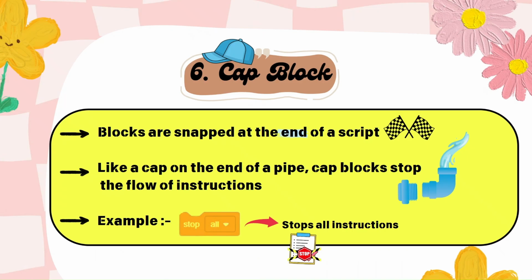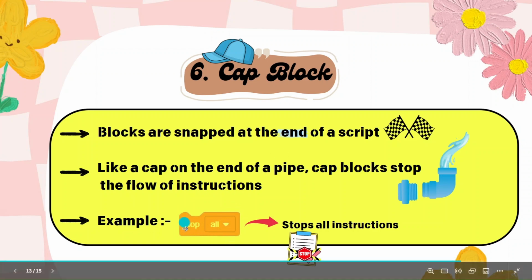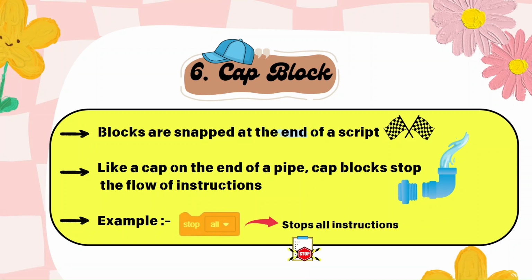And the last one, but not the least, is our cap blocks. Now we have done the starting, we have provided instructions, and now it's time to make an ending. These blocks are used at the end of a script, like a cap which just fits on a pipe and then closes it. This is the same work as these cap blocks. You can see an example here. These are used when we have to end our script, so it stops all our instructions.